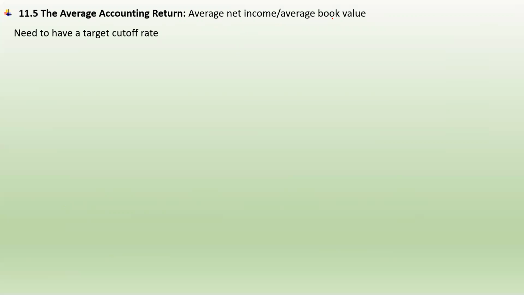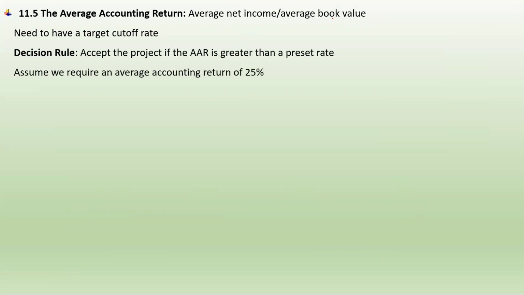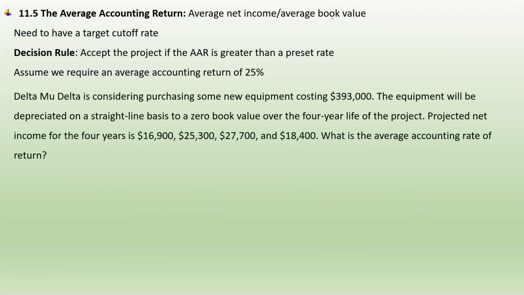Also, we need a percent limit as a cutoff. And the decision rule is more like a payback period. We accept the project if we have an average accounting return that is greater than the percent rate. Assume that we require an average accounting return of 25%.